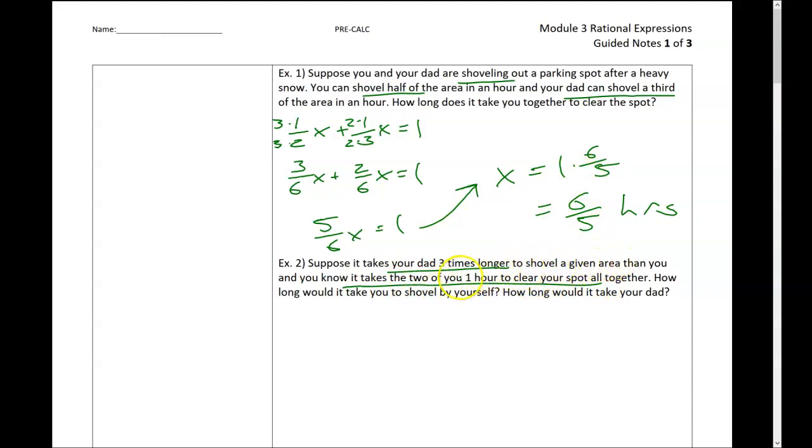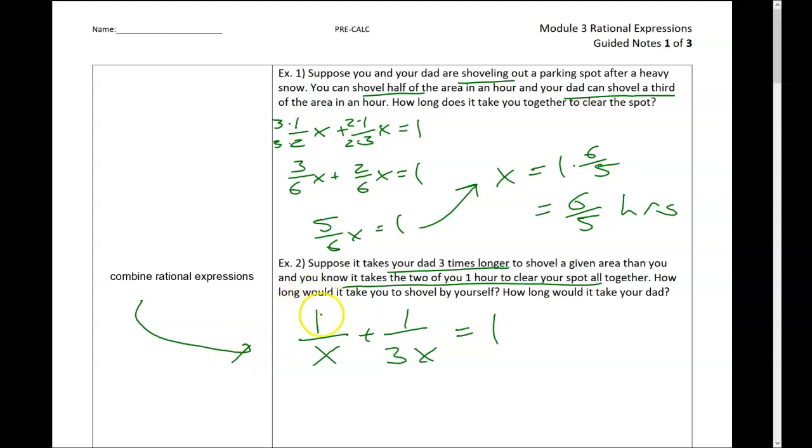So the way I model this, if I'm trying to figure out my individual rate, well, I don't know that it's 1/2 of a spot per hour anymore, right? I know it's 1/x of a spot per hour. So that's you. And if your dad takes 3 times longer, 3 times x is 3x. Okay, so here's your hourly rate plus dad's hourly rate equal to the 1 hour total. Now notice with our x's on the bottom, we have a different type of problem, right? So here what we need to do is combine our rational expressions.